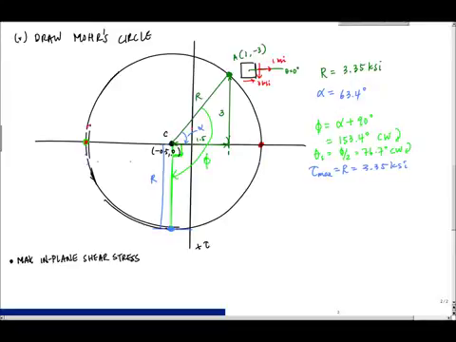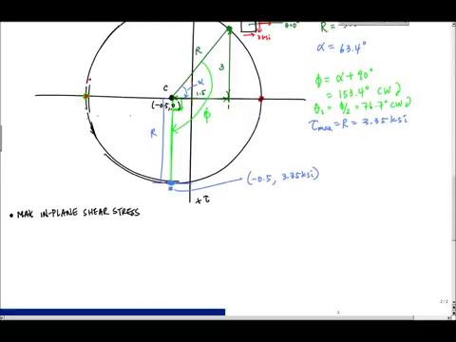Okay, and so this point right here, I know the coordinates of that point. What are the coordinates of that point? The coordinates of this point are minus 0.5 KSI, comma, 3.35 KSI. Now I want to draw the state of stress here.